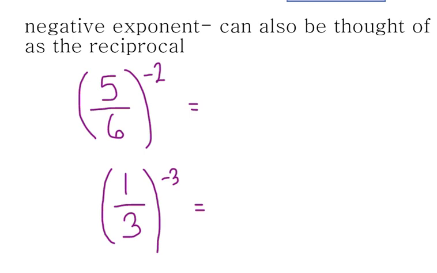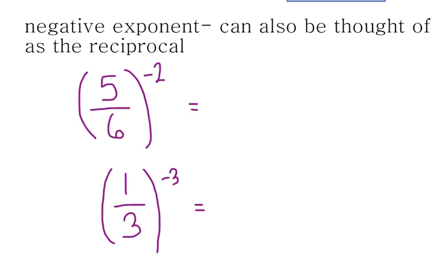A negative exponent can also be thought of as a reciprocal. Now, reciprocal, I remember that from when I was learning to divide fractions. And I remember reciprocal meaning that if I multiply by the reciprocal, I would end up with a whole number 1. So on these problems, here's another way to think of a negative exponent as a reciprocal.